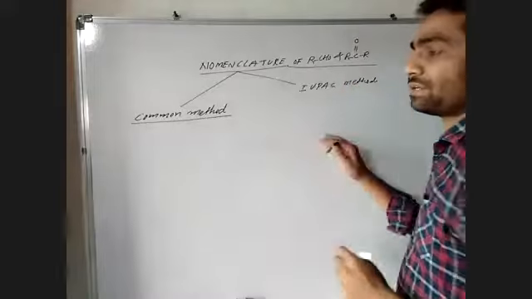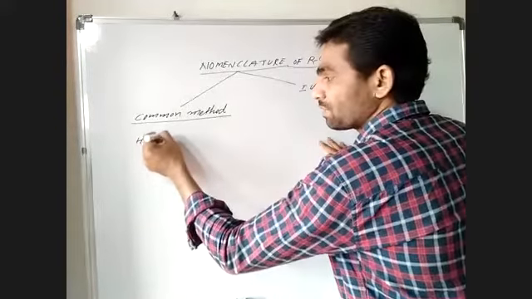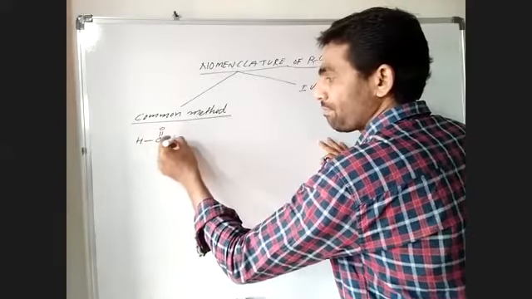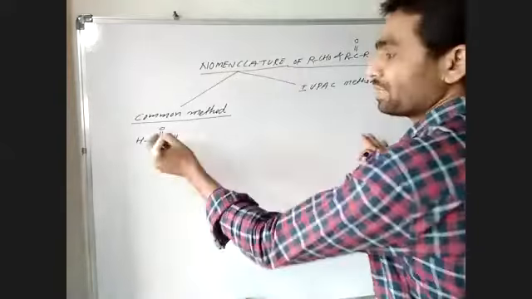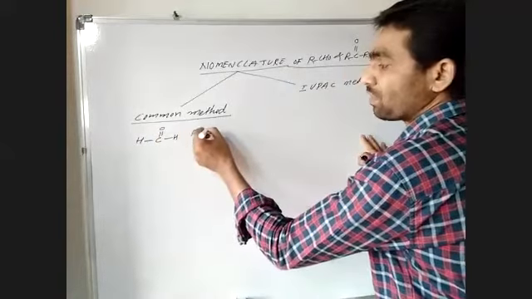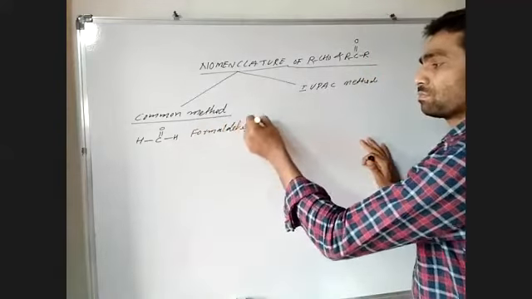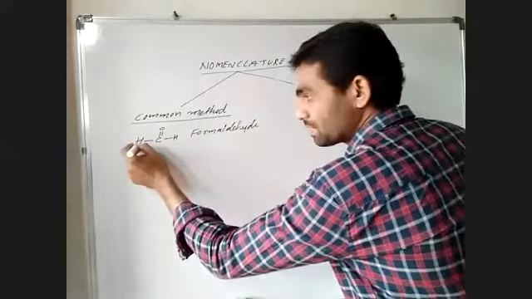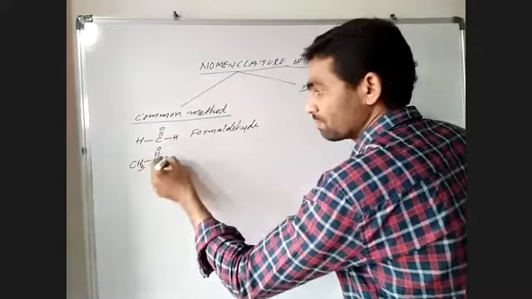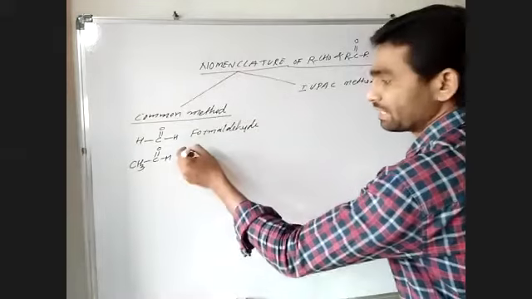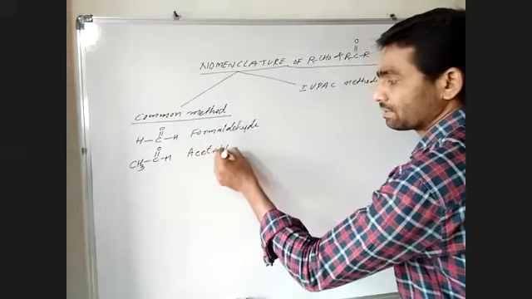For aldehyde, we have a random nomenclature. For example, if you have this one, if you have this R is equal to H, in common method it is called formaldehyde. If I am replacing this by CH3 group, this becomes acetaldehyde.